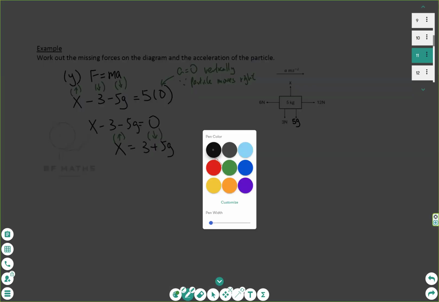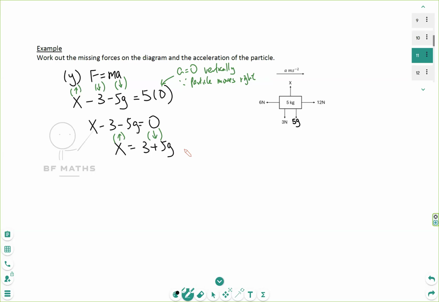So x equals, let's put it in a calculator, 3 plus 5g. We know g is 9.8. Just put it in a calculator, and you should get x equals 52 Newtons.